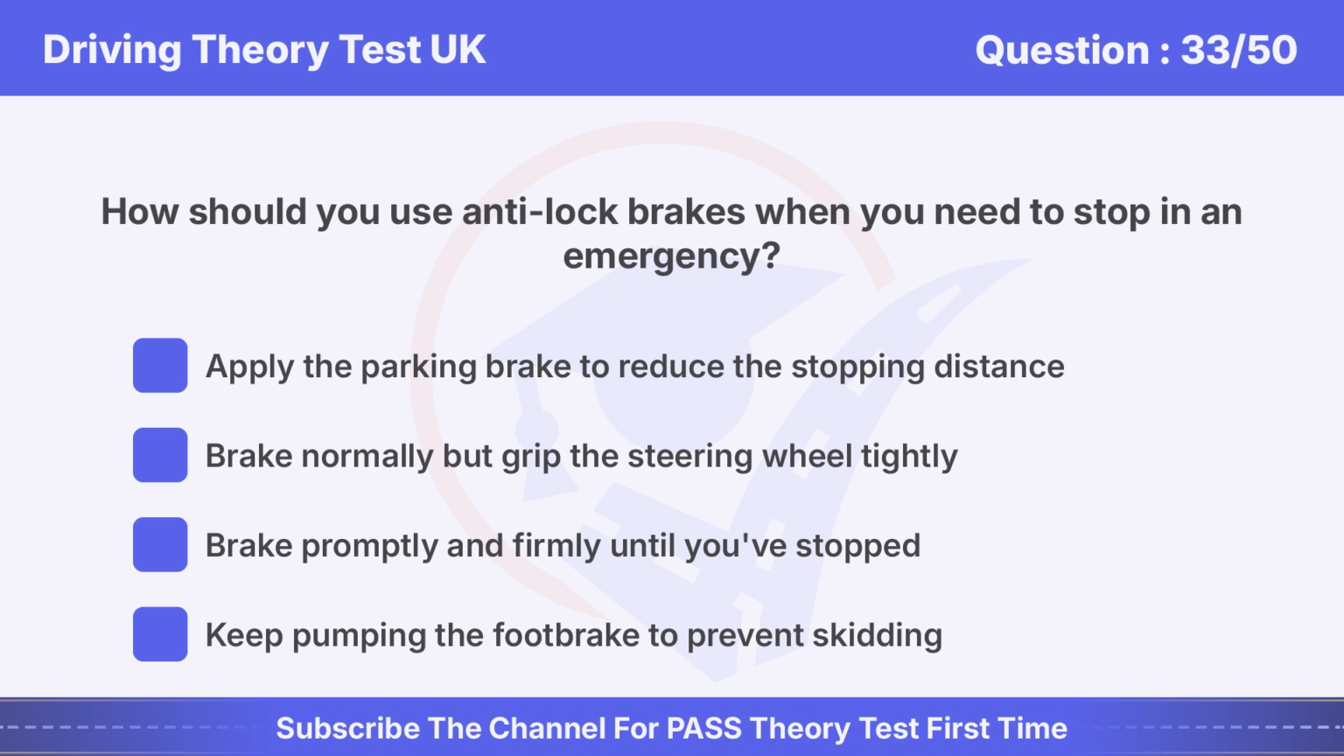Question 33. How should you use anti-lock brakes when you need to stop in an emergency? Answer is C. Brake promptly and firmly until you've stopped.